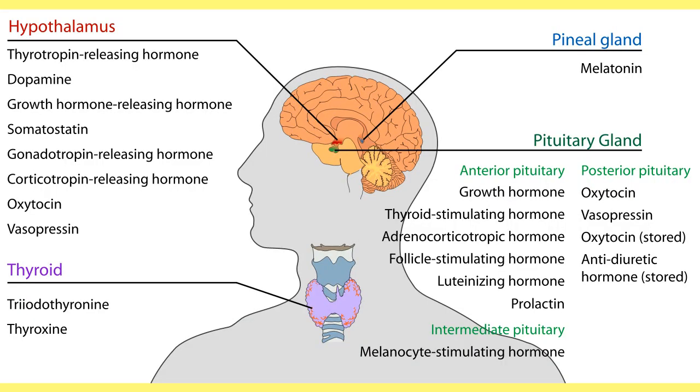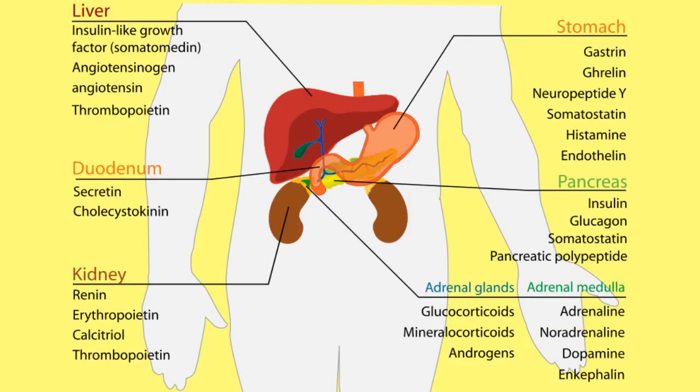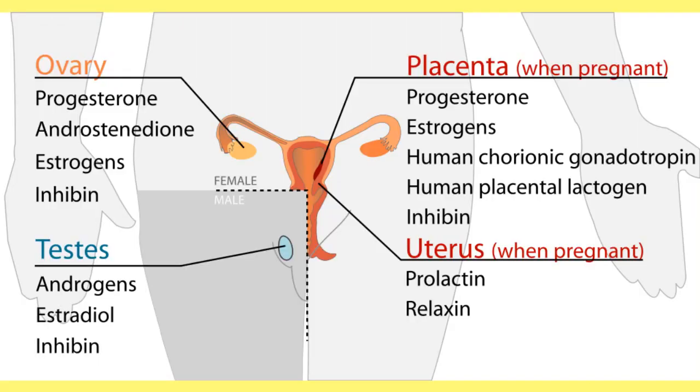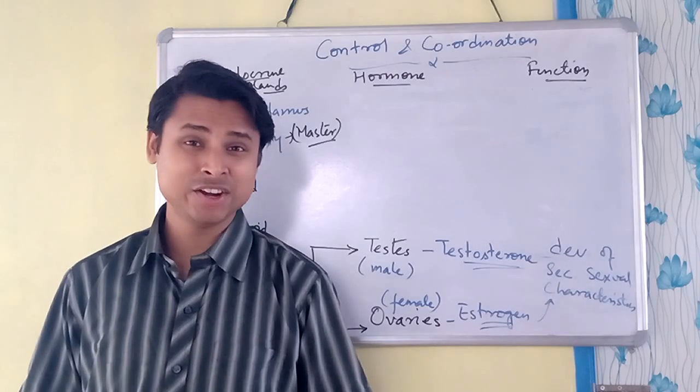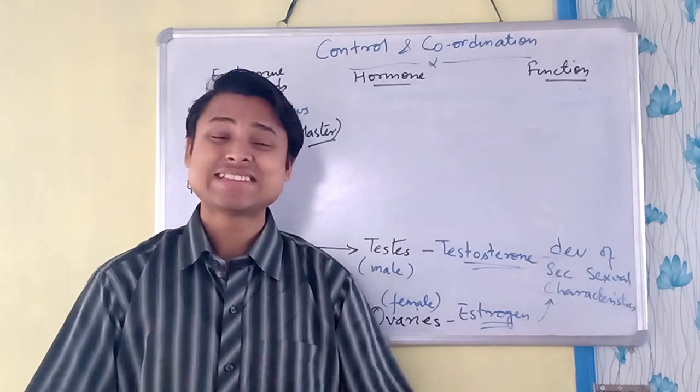So this is what we have seen, the various hormonal systems, how they function, how they control and coordinate, and the different endocrine glands and their roles. If deficiency occurs, what will happen? So this is what was in this video, and I hope you have understood nicely.